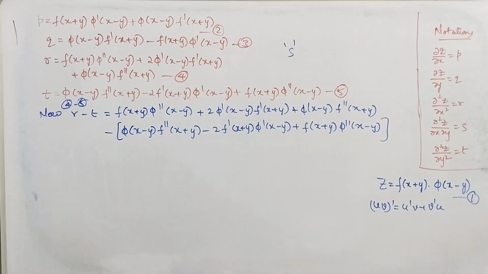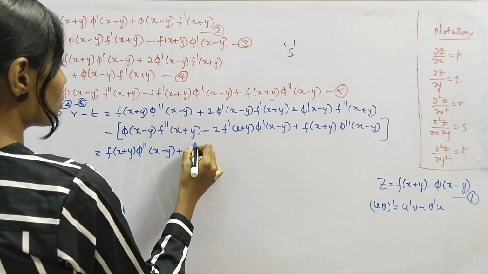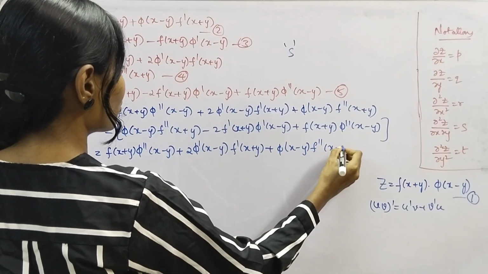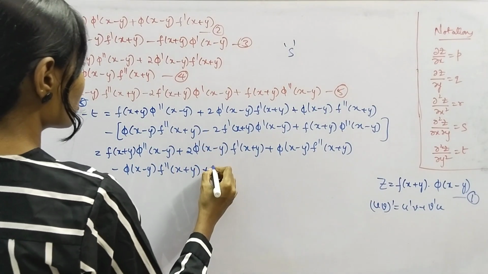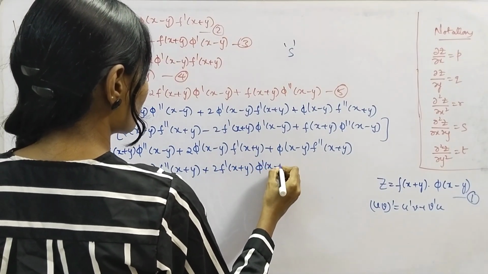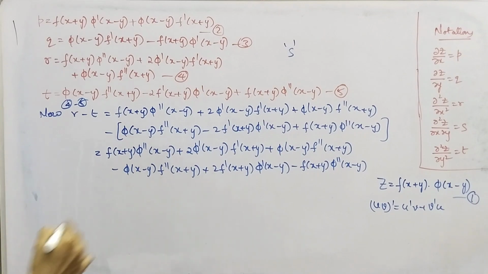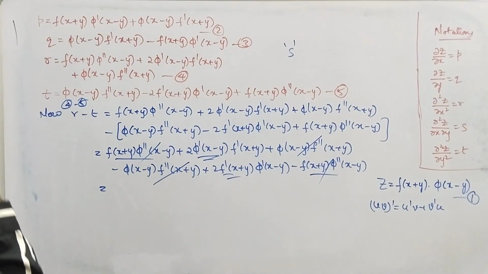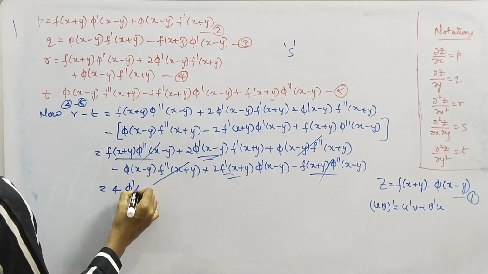Right, stop. Right, this gives us f of x plus y into phi double dash of x minus y plus 2 phi dash of x minus y into f dash of x plus y plus phi of x minus y into f double dash of x plus y, minus phi of x minus y f double dash of x plus y, minus into plus 2 f dash of x plus y phi dash of x minus y, minus into plus minus f of x plus y phi double dash of x minus y. Right? You can cancel these two, f and phi double dash, and also you can cancel phi f double dash. These two remain. We have two remaining terms. Just add them up. You'll get 4. 2 phi dash f dash plus 2 phi dash f dash gives 4 phi dash f dash.